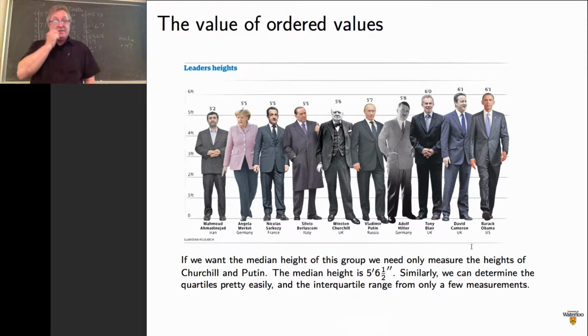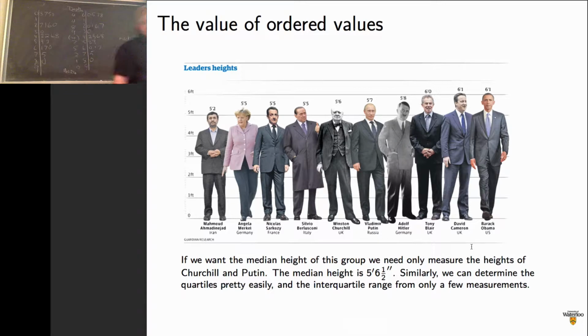And then we have their heights. And what I've done is sorted the heights from shortest to tallest. I want you to keep this picture in mind. Think about ordering people from shortest to tallest. If I want to know the median height of these world leaders, you don't actually have to measure them all. I just have to measure the two middle guys, which are Winston Churchill and Vladimir Putin, and take their average, which is very convenient.